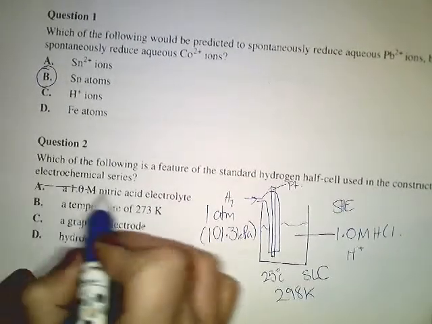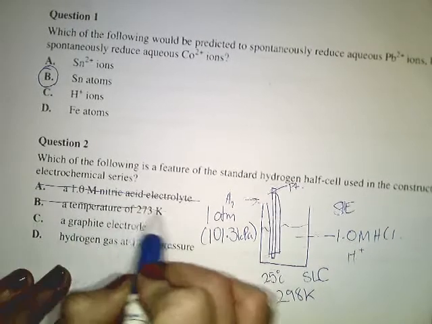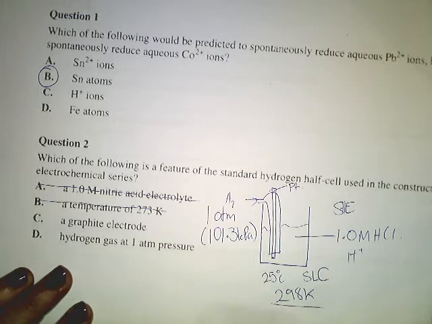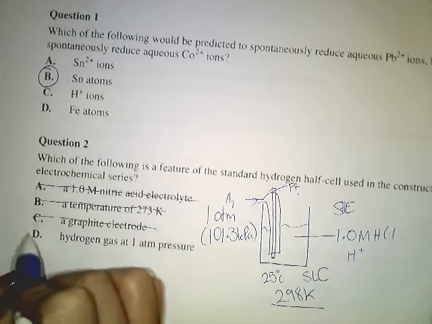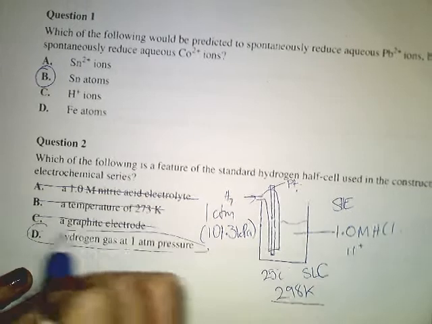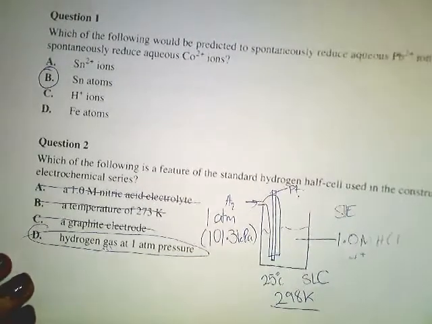Now let's have a look. So we don't use nitric acid as the electrolyte, we use hydrochloric acid. We don't use a temperature of 273, we use a temperature of 298. And we don't use a graphite electrode, we use a platinum electrode. And D, this is definitely correct. We definitely have to have hydrogen gas at 1 atmosphere.